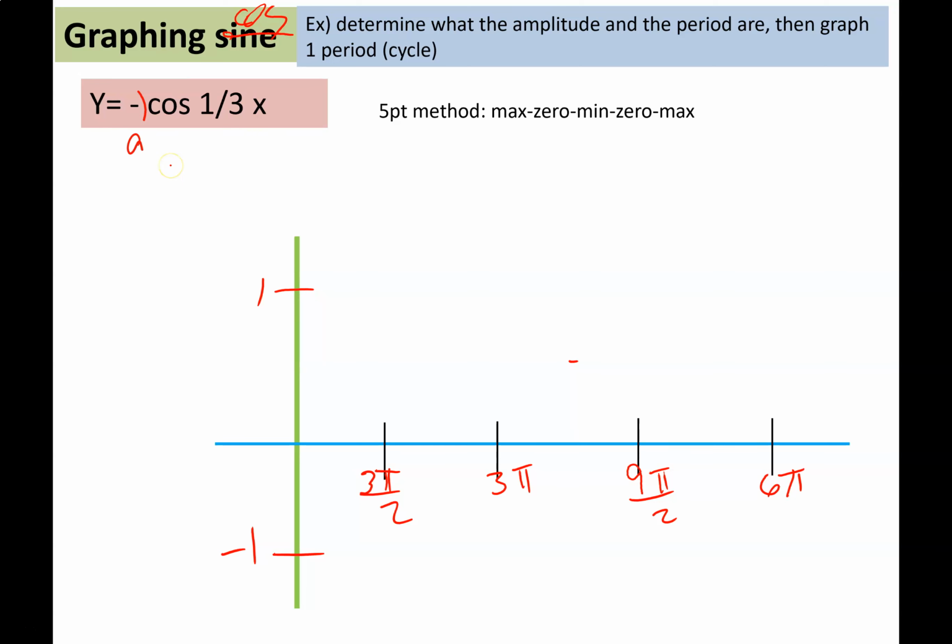So just like with the sine one that we had, this one also will reflect. So instead of max, it's going to be minimum, okay? Because your a value was a negative to begin with, then it'll be at 0, then it'll be to the max, then at 0, and then to the max again. Go ahead and connect your beautiful points, and that would be one cycle there for this cosine function.